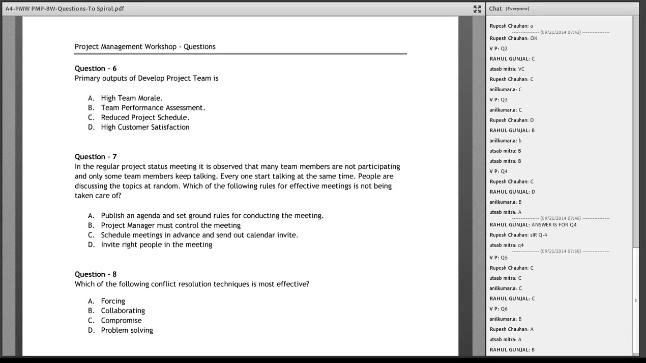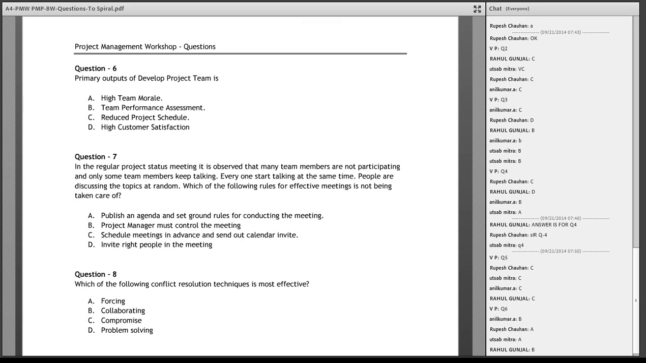The primary output of develop project team. People often get confused in this, and I think that's why I suggested all of you, when you attempt these questions, to also refer to the slides. Because what is it saying, output of develop project team, that means there is nothing to think about it. Just go into the develop project team process and see what is there in the output, and you will not find A, you will not find C, you will not find D.